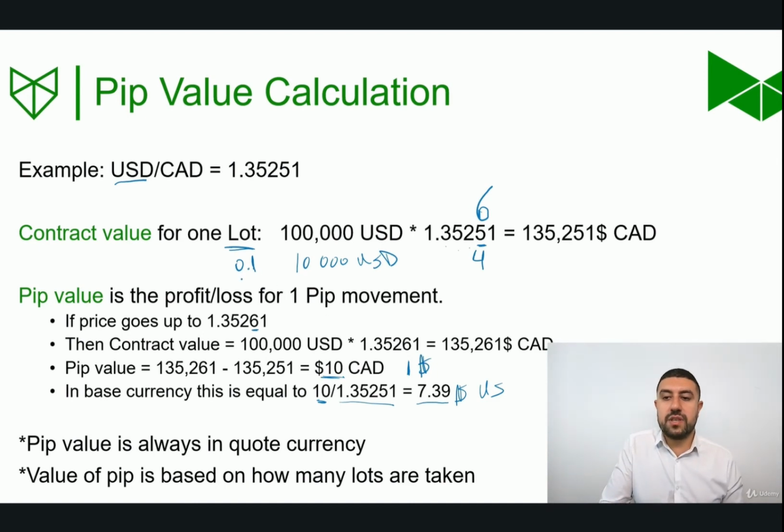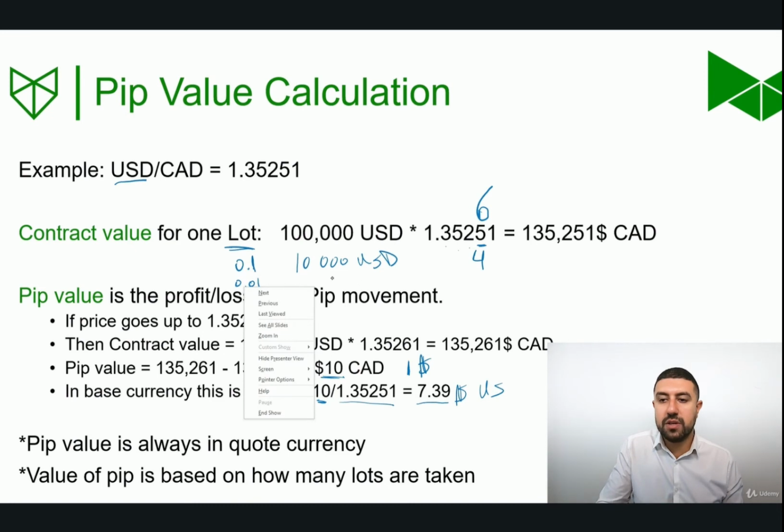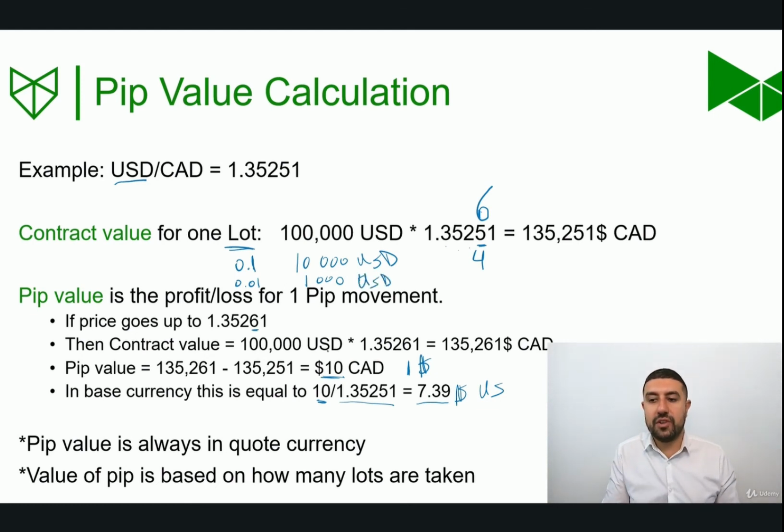If you wanted to trade 0.01 lots, okay, so 100th of a lot, meaning you just want to trade in 1,000 increments, well, what would have been your PIP value? Well, 10 times less than this one. So it would have been 10 cents, right? That would have been your PIP value.